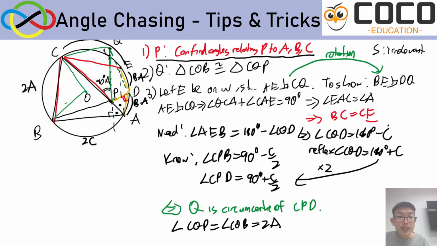And I would like it to be twice of CDB, which it is. CDB is CDP as well, and so CQP is twice of CDP, means that D also lies on the circle centered at Q, passing through P and C. And we are done.